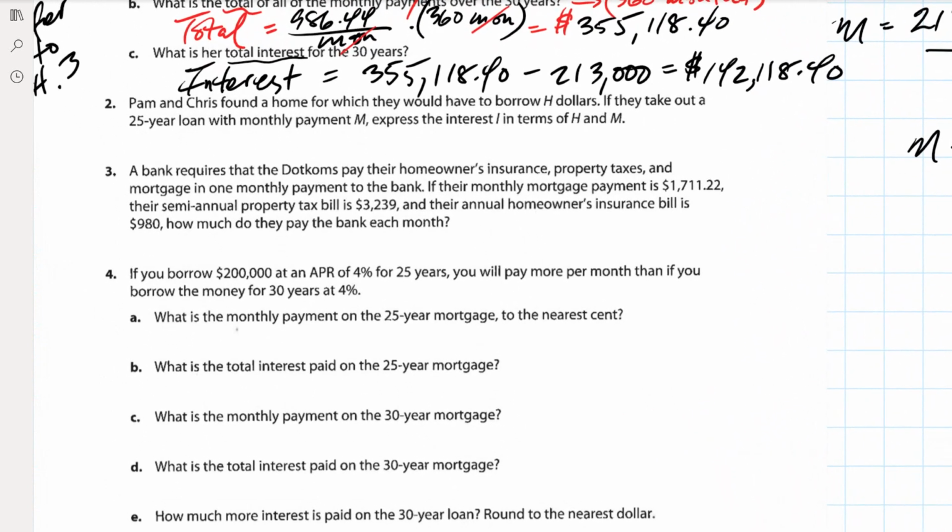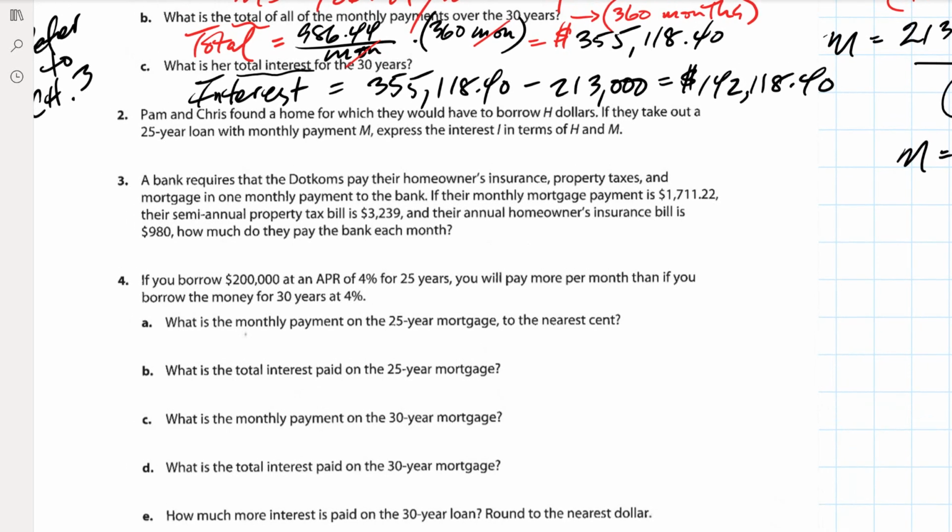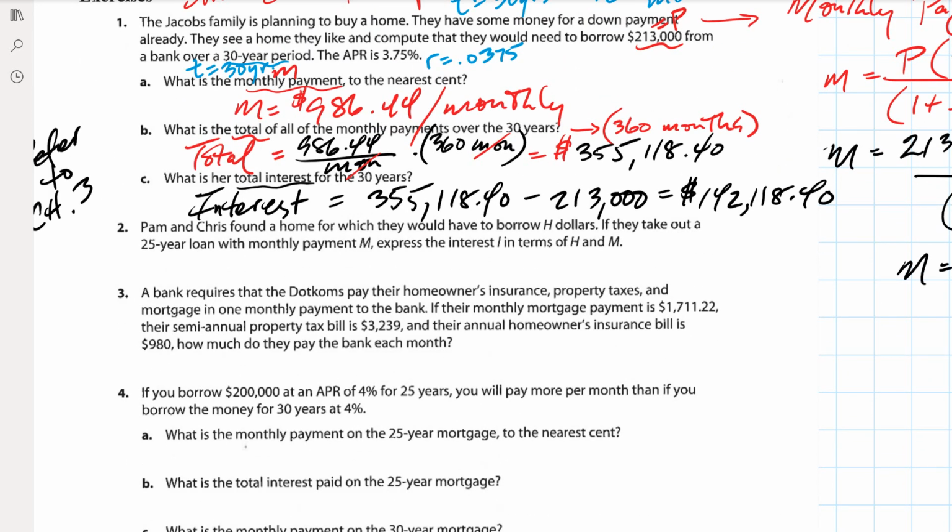Okay, that's number 1. Number 2, Pam and Chris found a home for which they have to borrow $H. That's kind of like what's above here. They had to pay $213,000 in number 1 for the house. Here they want to borrow $H. So those are pretty much the same. If they take out a 25-year loan for a monthly payment M, express the interest I in terms of H and M. So this is just like what we just did.